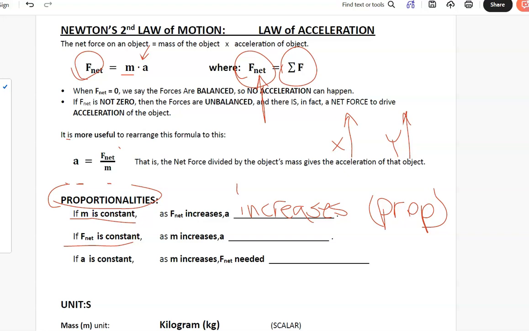So that means the net force stays constant. The only thing I care about is the mass and the acceleration. So if the mass goes up, imagine you're dividing by a number, and the number initially is small. Mass is initially small, and then I suddenly make the mass big. If you divide by a small number, you're going to get a big number. So when the mass is small, I'm going to get a large acceleration.